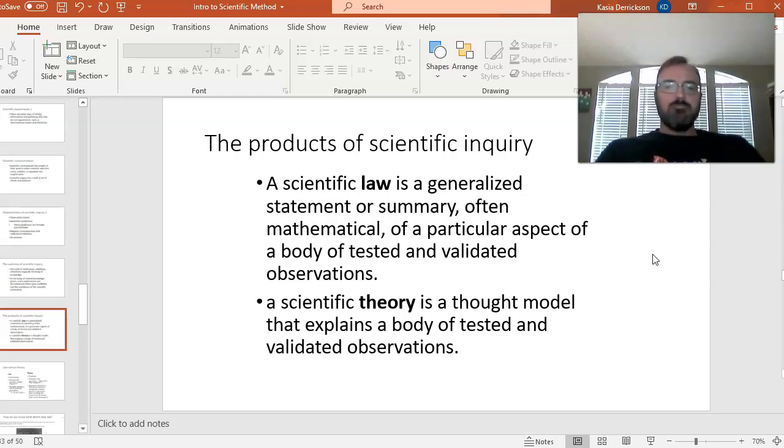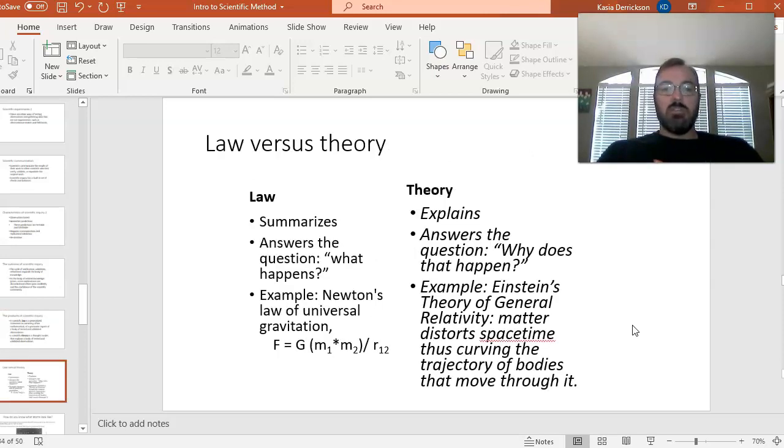Think summary. So we have a lot of tested and validated observations on something by the time we get to a law usually. And then my one word for theory is it's an explanation. If you want that to be your starting point, it's a great place to start. Laws, a summary; theories, an explanation. You should hopefully expand beyond that, but that's a great starting point for understanding these topics, which are really important in the scientific method.